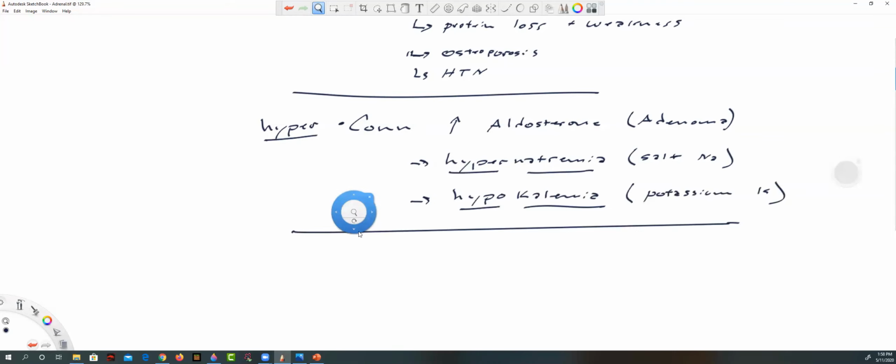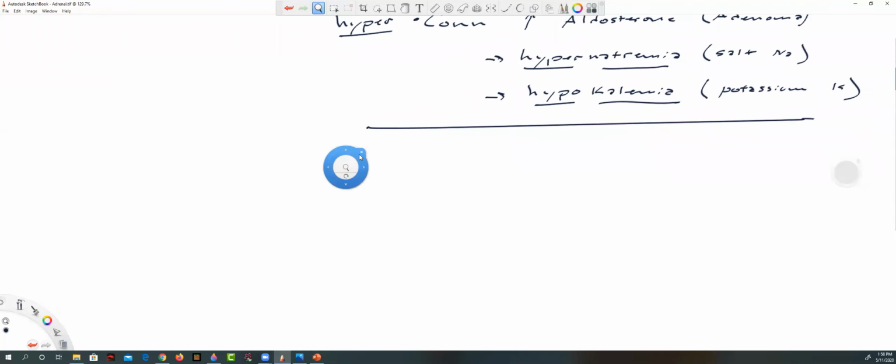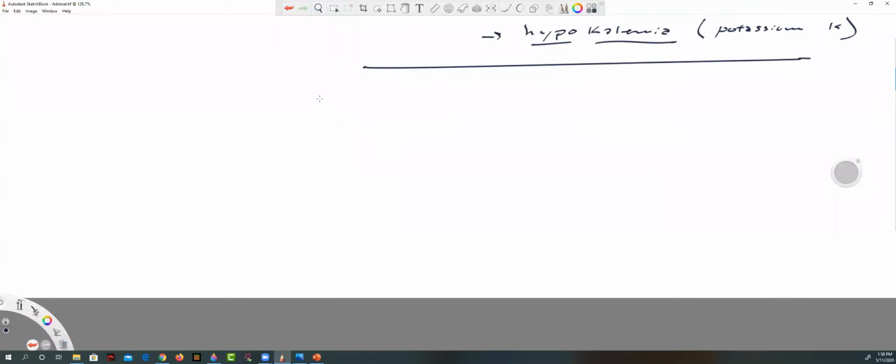And then the last, let's see, the last page too. So let me just finish this one. One last hyper. Oh, this one's kind of cool, actually. Congenital adrenal hyperplasia.